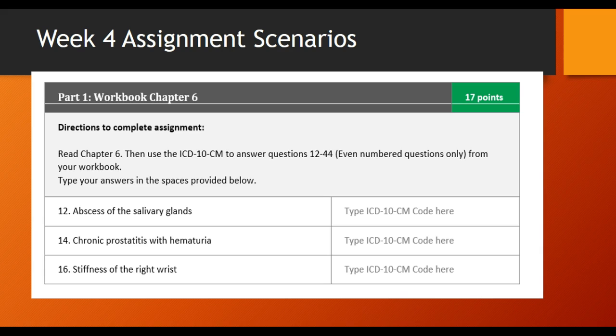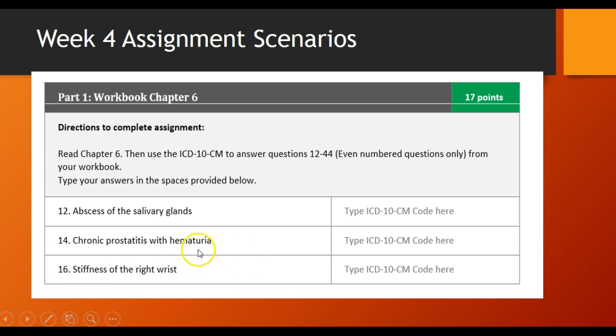Now, question number 12 says abscess of the salivary glands. And the main term, and I bet you guys have gotten this correct by now, is abscess. So you go alphabetically to the word abscess. You're going to have first level of indentions of different types of abscesses or body parts. Alphabetically, go down to the S's, and you'll see salivary, and then you'll see parentheses duct or gland, and you'll be taken to a reference code that begins with a K. Always begin with a 3-digit category and then pick your code that is closest to or resembles your scenario the best.